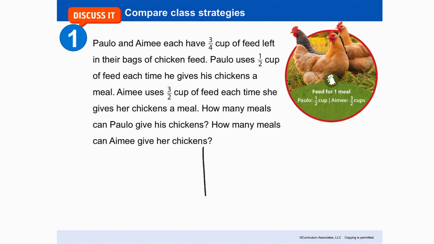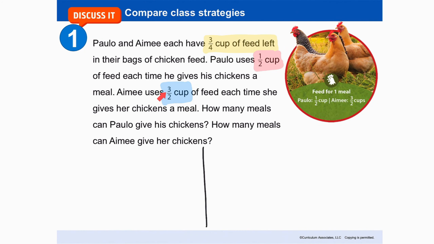So there are some things that we know here. We know that they each have 3/4 of feed left. That's important. Paulo's whole meal is usually half a cup. Amy's whole meal is usually 3/2. So in thinking about this, first of all, let's think about half a cup. Half a cup is halfway full, right? What about 3/2 of a cup?